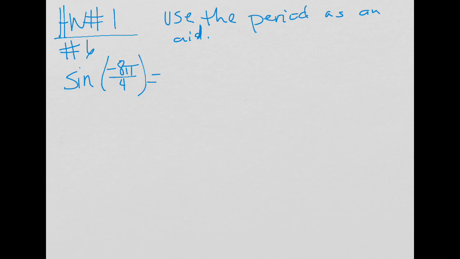Okay. Here it's going to ask you to use the period as an aid. I know you can't really read it. Use the period as an aid is what we're wanting to do. But don't worry about that. On this problem, that should have a 3 on the bottom. Otherwise, it'd just be 2π. Yeah, I agree.